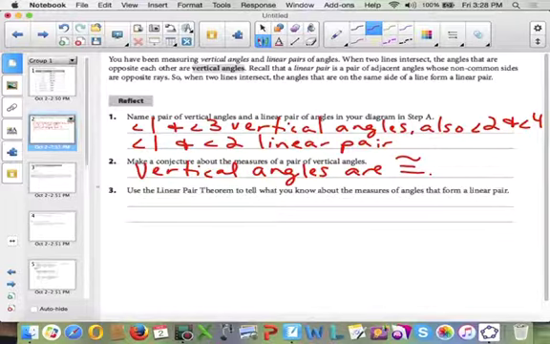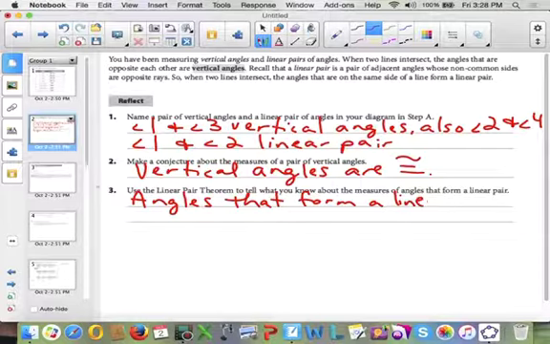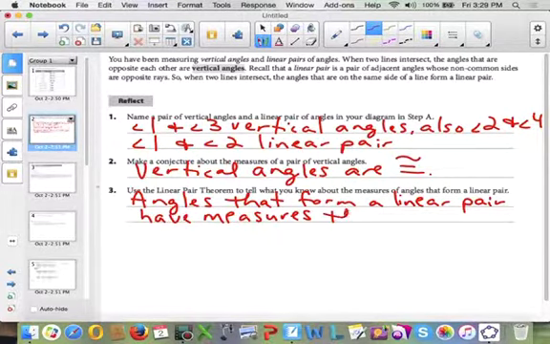So it's asking us in Reflect 3 to use the linear pair theorem to tell what you know about the measures of angles that form a linear pair. I mentioned that earlier. Angles that form a linear pair are supplementary, or angles that form a linear pair have measures that add up to 180.